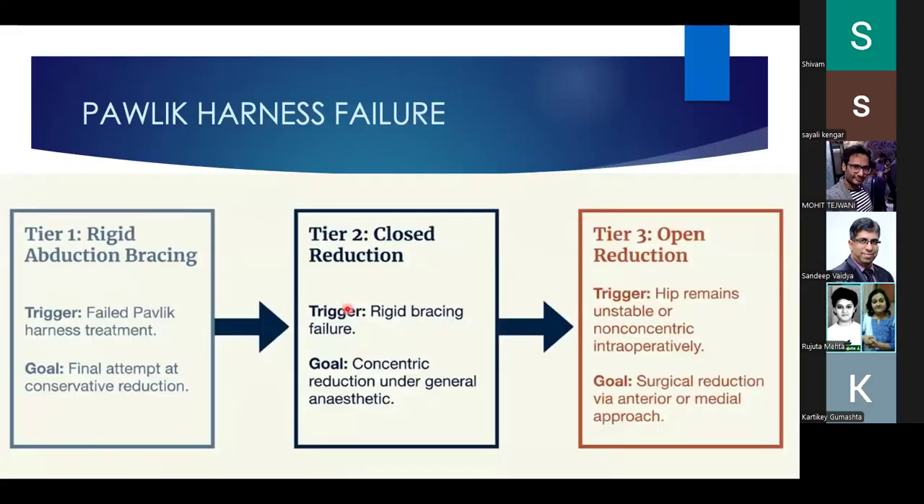So, what if the Pavlik harness fails? Then the first line of treatment after the Pavlik harness is rigid abduction bracing. This is the final attempt at conservative treatment. If this fails, then we go to closed reduction, and if closed reduction fails, then open reduction.